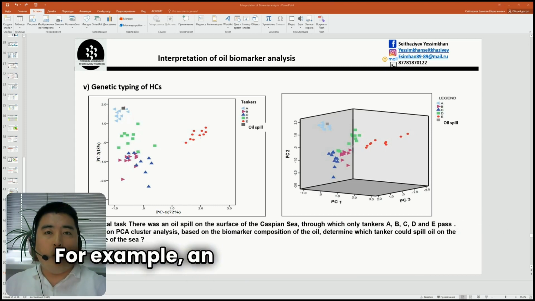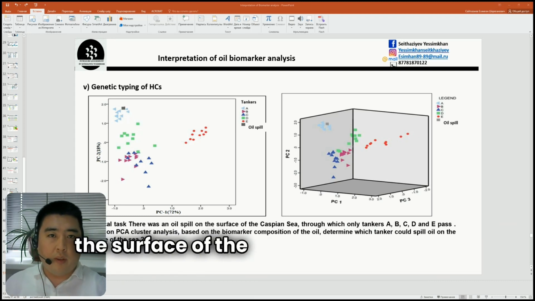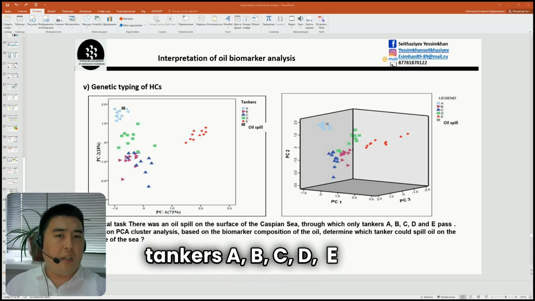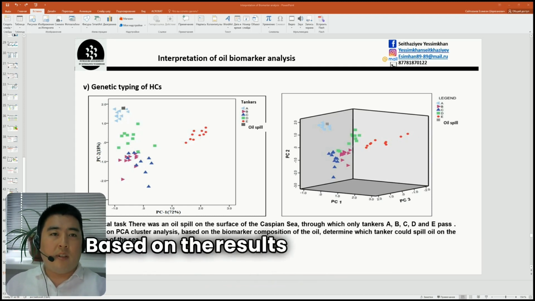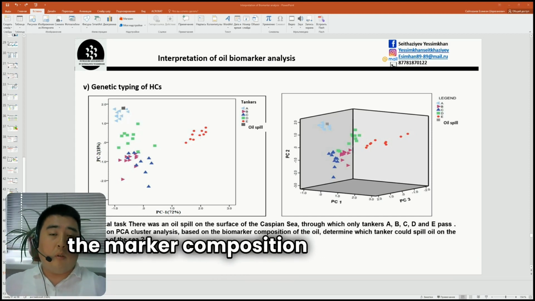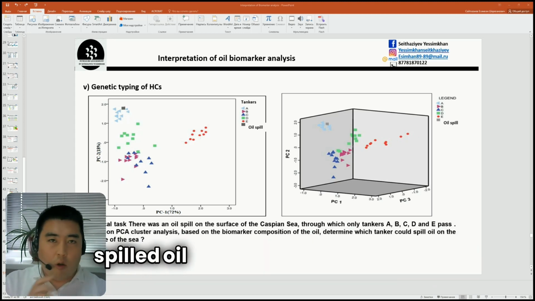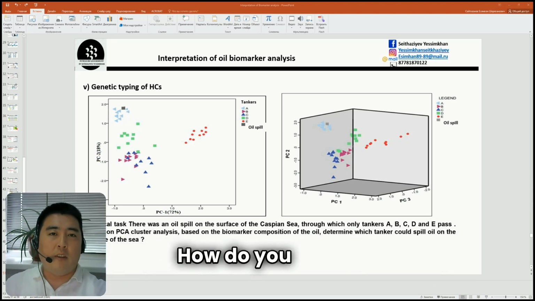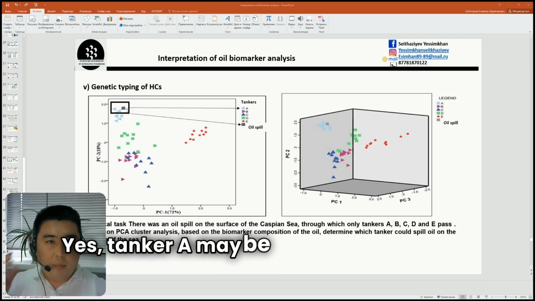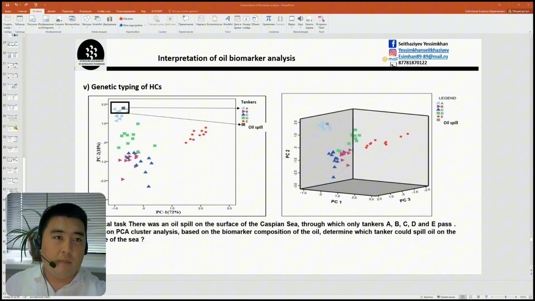For example, an oil spill occurred, let's say, on the surface of the Caspian Sea, through which only tankers A, B, C, D, E pass. Based on the results of PCA analysis, based on the biomarker composition of oil, determine which tanker could have spilled oil on the surface of the sea. How do you think? Yes, tanker A may be the source of this oil spillage.